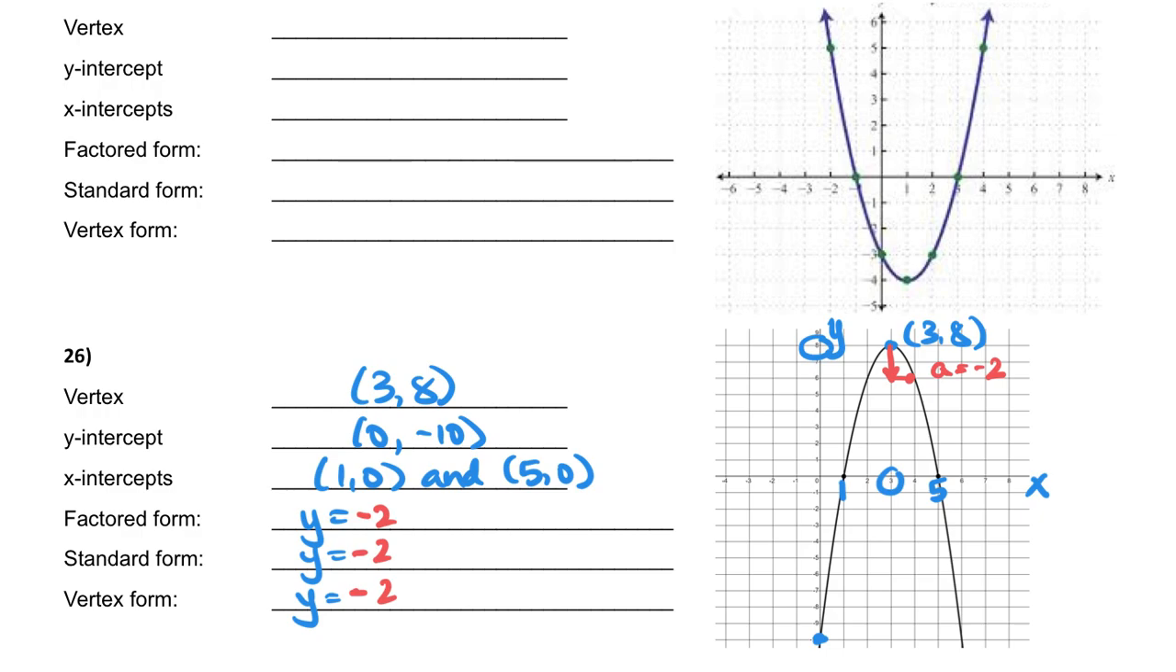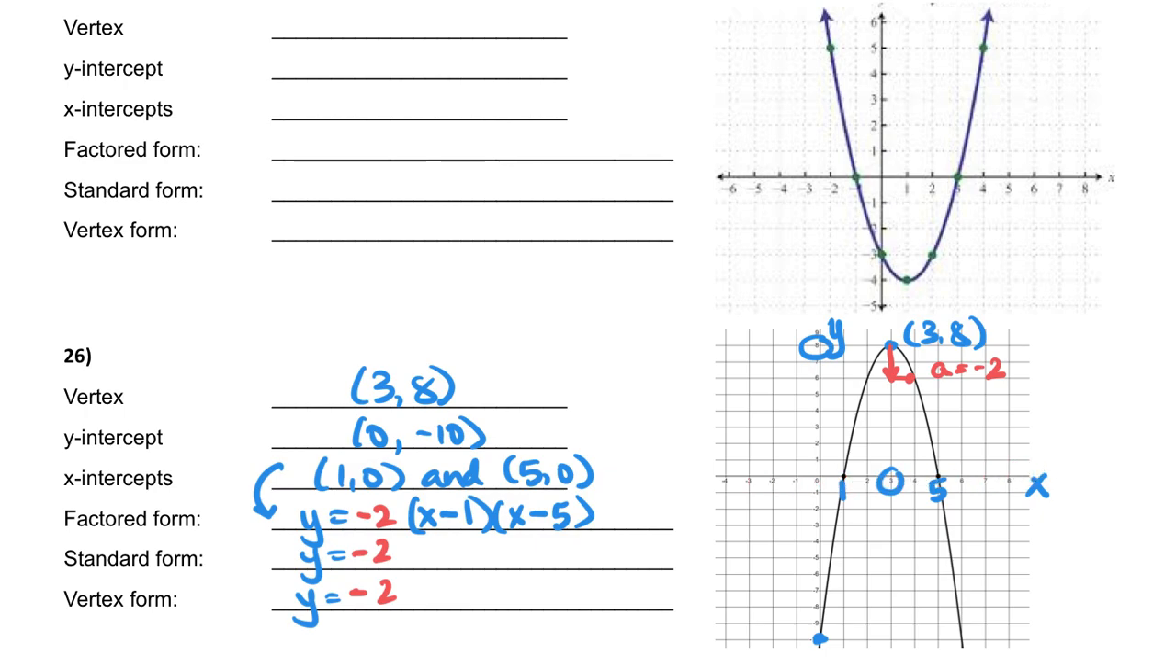Now for factored form, we are looking at the x-intercepts. So it has our 2 parentheses like this. And remember that inside the parentheses are going to be the opposite. So it's going to be (x - 1) and (x - 5). And that's because if I plug this 1 in, 1 minus 1 is 0. If I plug this 5 in, 5 minus 5 is 0, which gives us our x-intercepts.